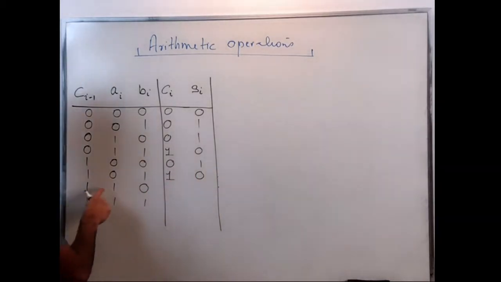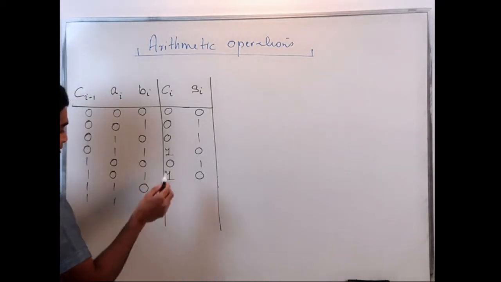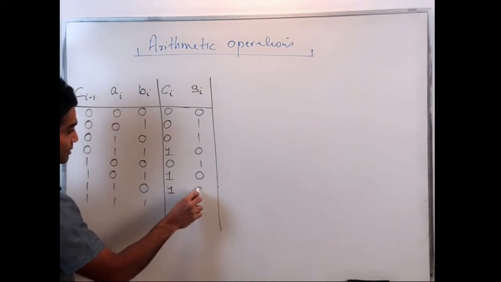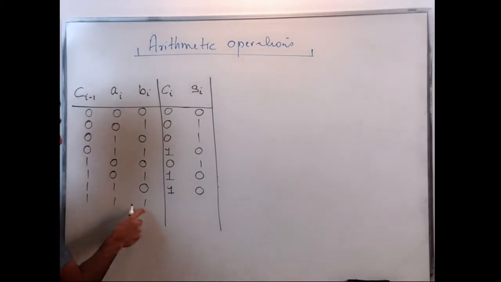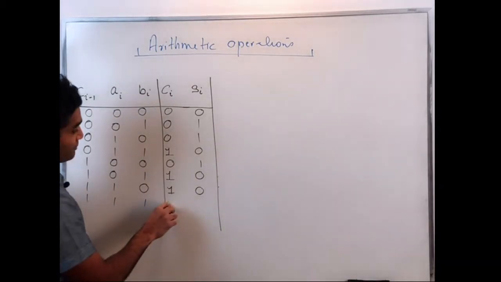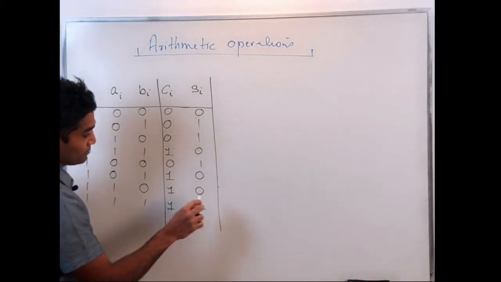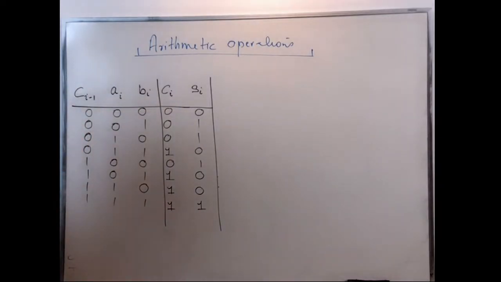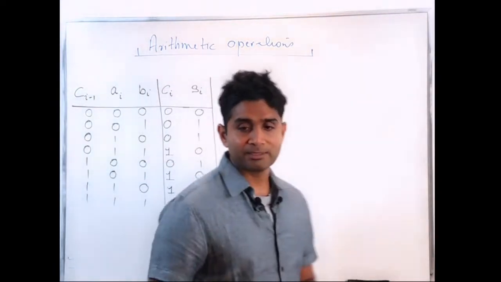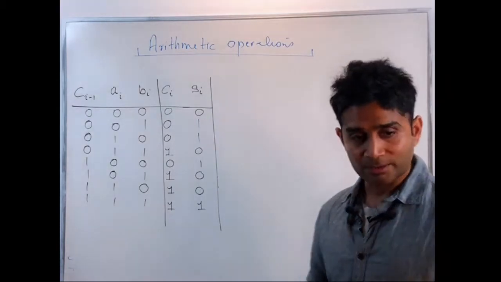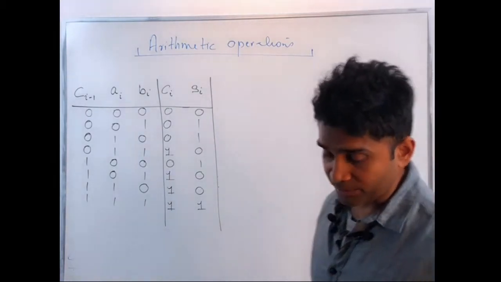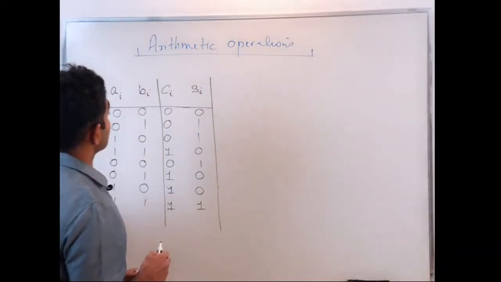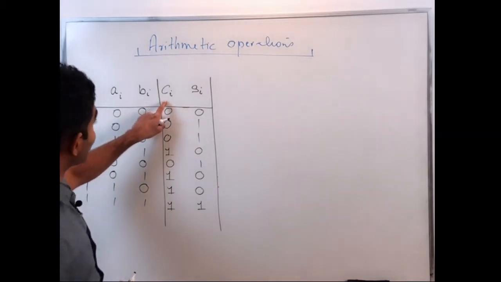Again, same thing here, 1 plus 1 plus 0 is 2. 1 plus 1 plus 1 is 3, which is 1. So that's the truth table. And now I would like to design the circuit that can actually perform that operation. I need to basically implement what is Ci and Si.